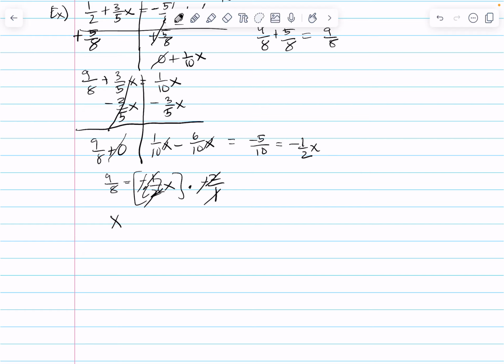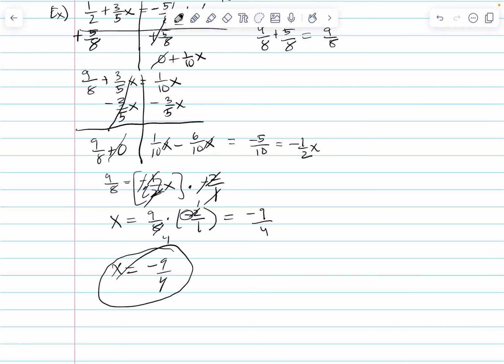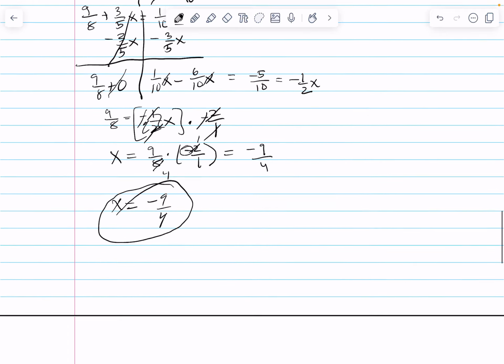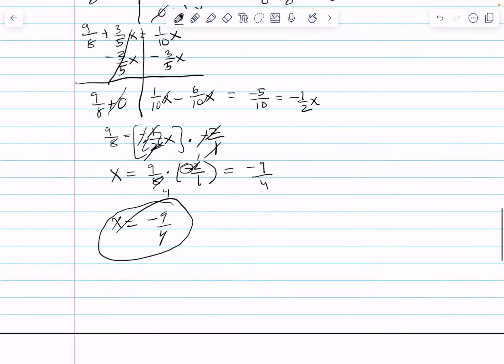So now we have x is equal to 9/8 times negative 2 over 1 because we have to do it to the other side. And it's crucial that you remember this negative that we multiplied or else you will get the answer wrong. 9, so we can just simplify a little here. 1, 4. 9 times negative 1, negative 9. 4 times 1, 4. So x, all in all, is equal to negative 9 over 4.